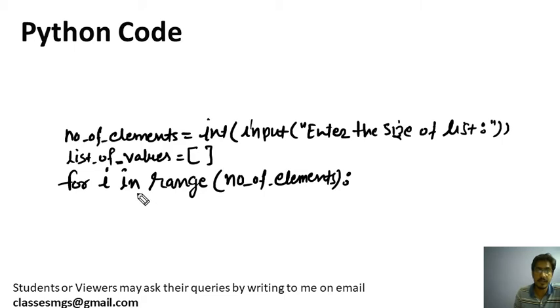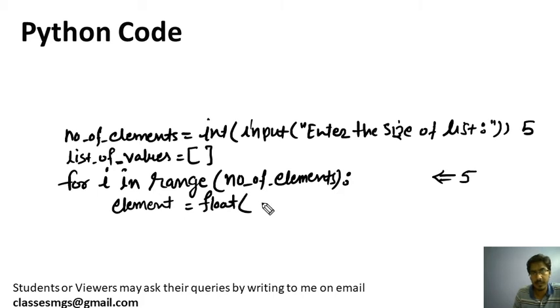Now this function will iterate. Let's suppose he has entered 5, then this loop will be executed 5 times. Now we will prompt to take the element. It might be float or integer. Let's suppose it is a float, so for integer it will automatically work. Enter element.